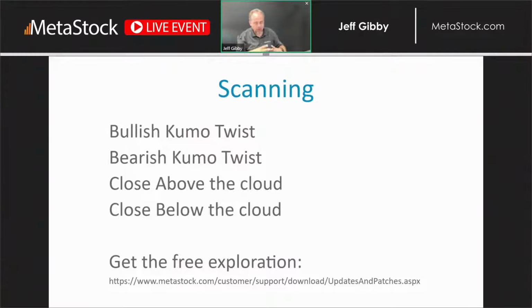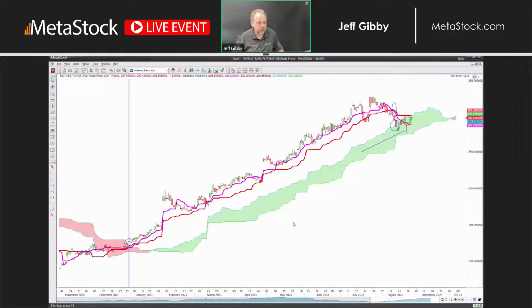It's just going to verify that it was within the cloud and it crossed up above, or it was within the cloud and it crossed down below. So to put that into visual terms, if Meta Platforms closes up above the cloud, it would show up in the scan because it's been within the cloud. If it closes down below the cloud, it'll also show up in the scan.